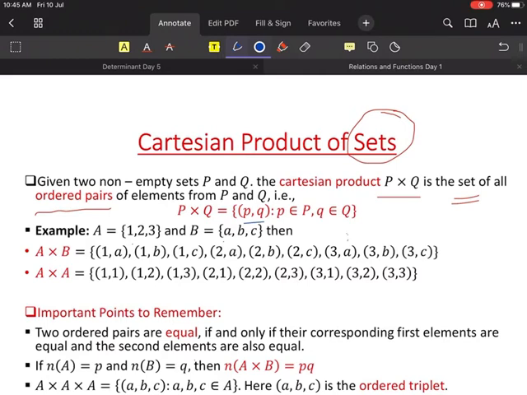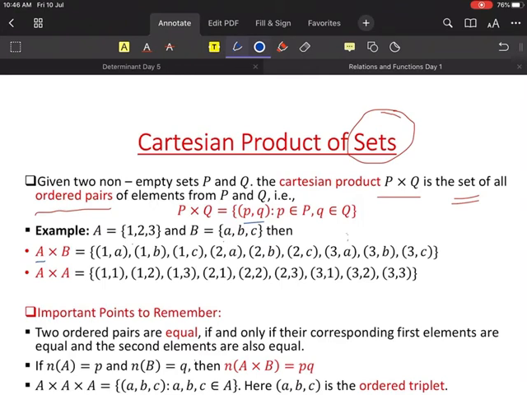Because of the ordered pair. Very good. Because of the ordered pair and because the A is written first, right? It is A cross B, not B cross A. That's why the elements of A are written first and the elements of B are written second. Understood? Am I clear? Okay.